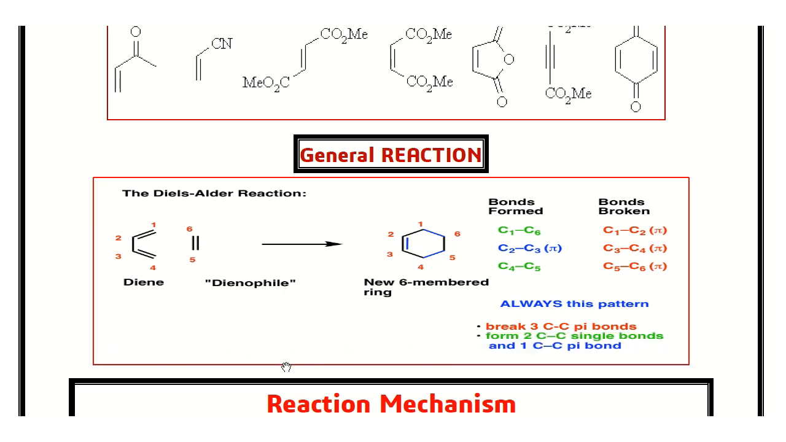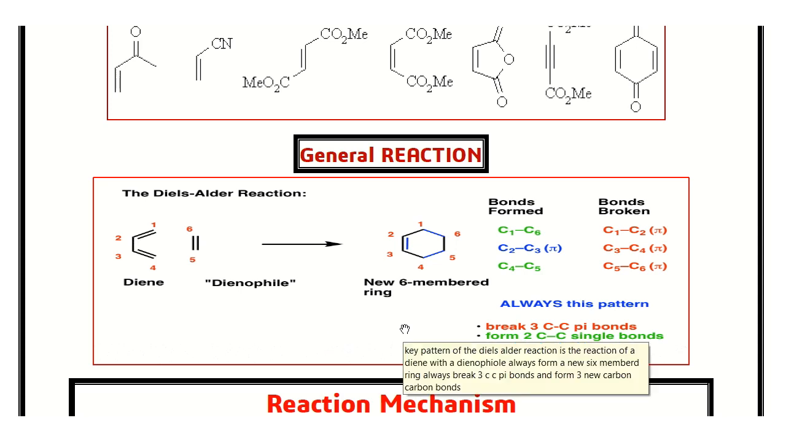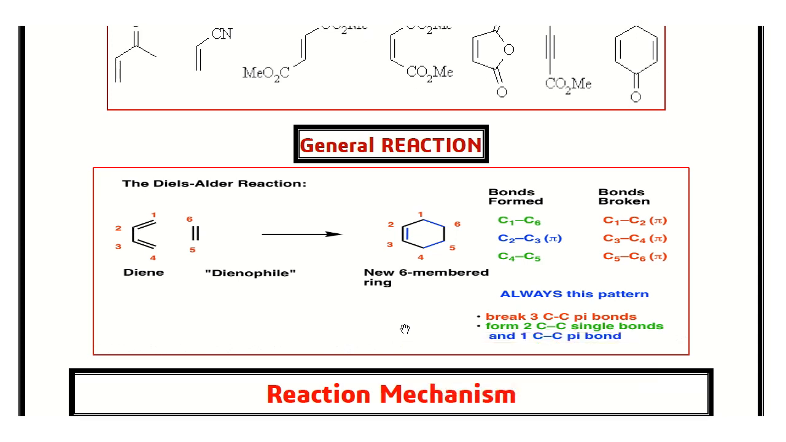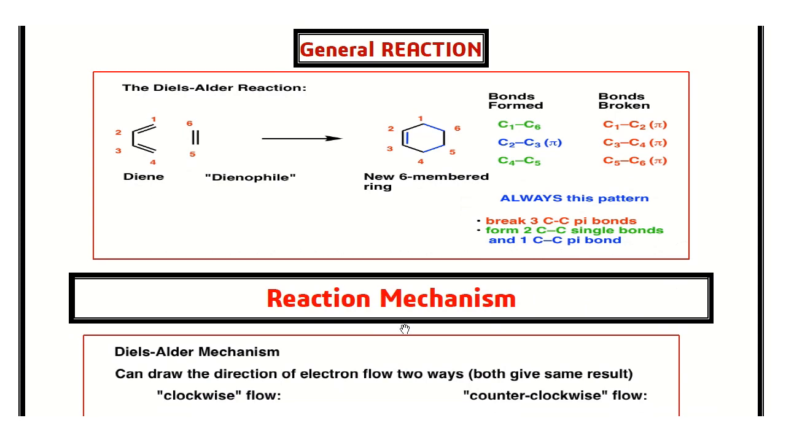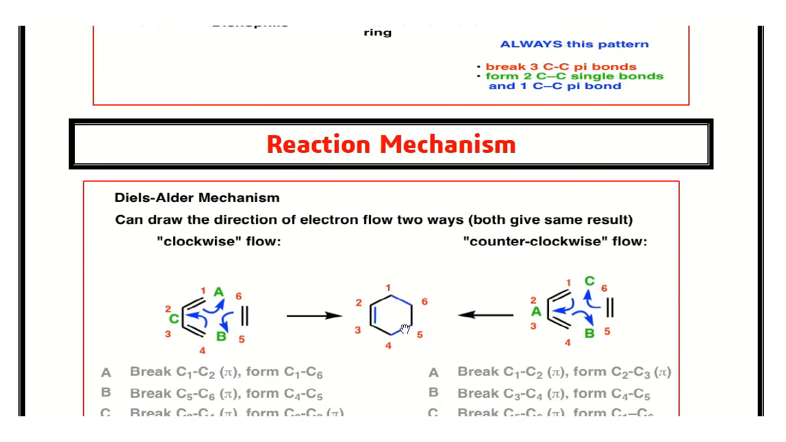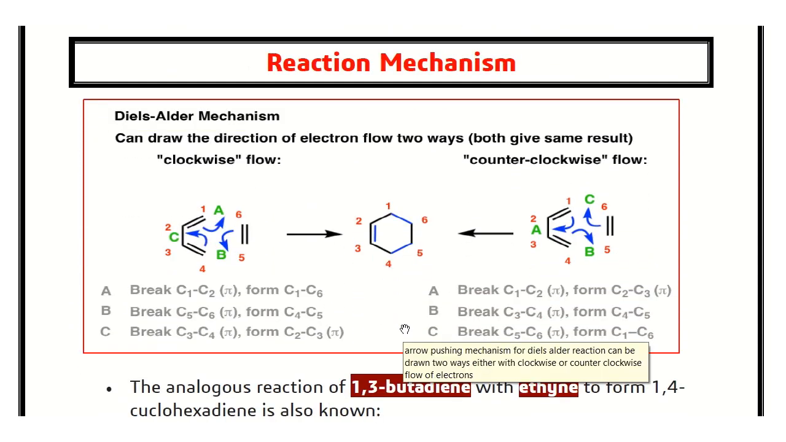You may observe that 2 new sigma bonds are formed during this entire reaction mechanism, and a total of 3 pi bonds are going to be broken, and out of these 3 pi bonds, basically 2 are being converted into sigma bonds, and 1 is just shifted from one position to the other. So now let's observe the reaction mechanism for the Diels-Alder. So this is the reaction mechanism for the Diels-Alder reaction.